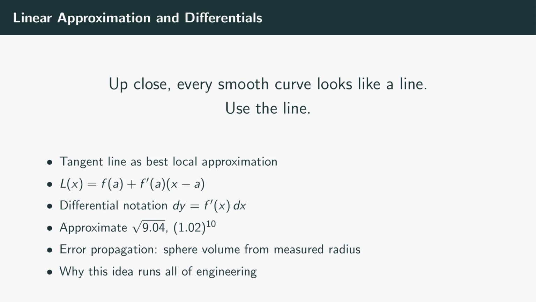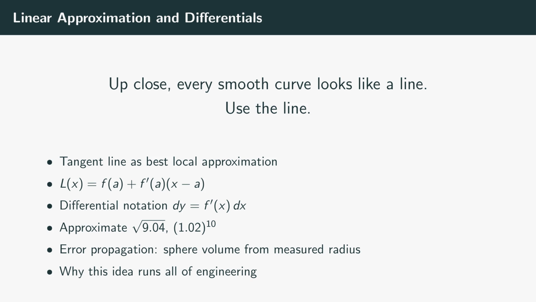Welcome back. Last time, we did implicit differentiation and related rates, letting curves that refuse to be functions tell us their slopes, and watching the chain rule connect rates in time. Today, we take the simplest possible observation in all of calculus and milk it for everything it's worth. The observation is this: a smooth curve, viewed up close, looks like a straight line.